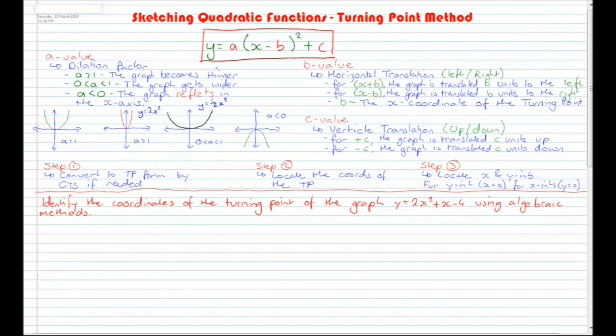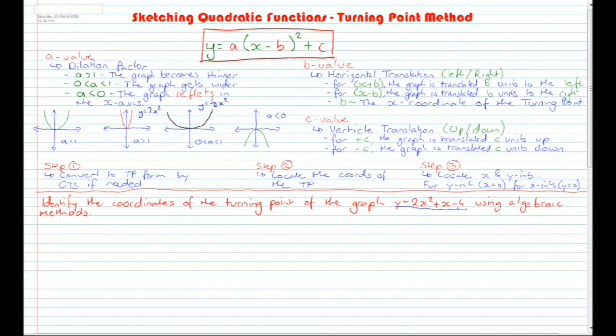Now, in order to be able to identify the coordinates of the turning point, what we need to do is convert this function here into the power form, that is the turning point form. And as you can see, that is y equals a bracket x minus b squared plus c, whereas this is in y equals ax squared plus bx plus c form.